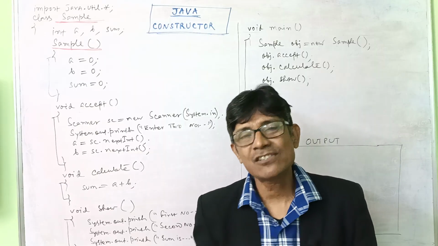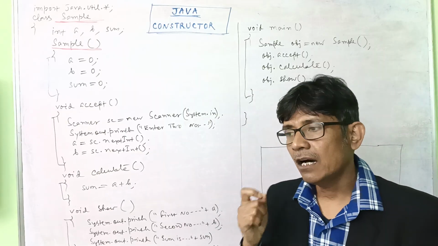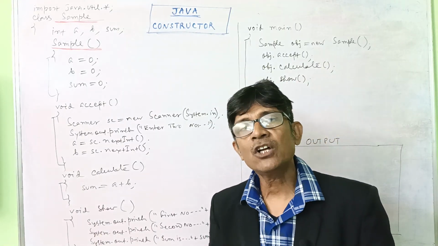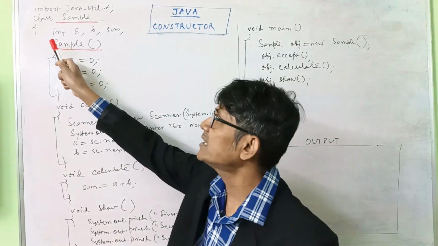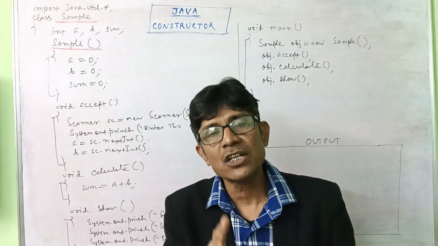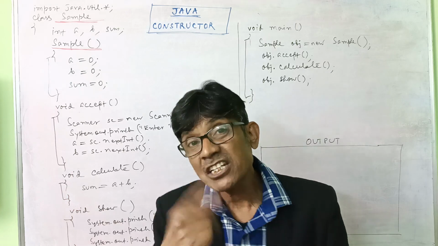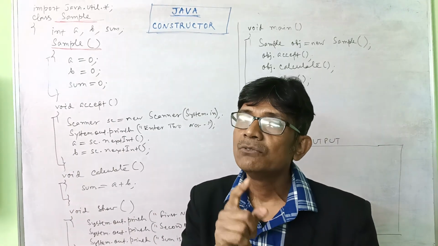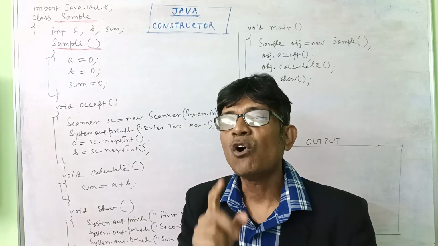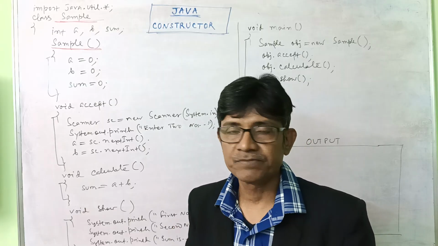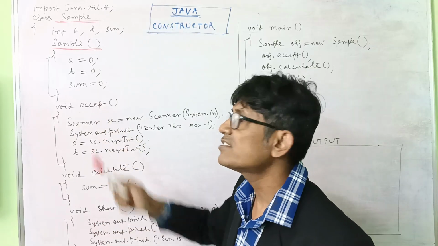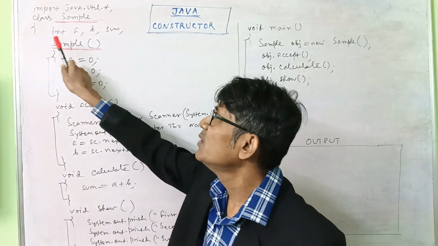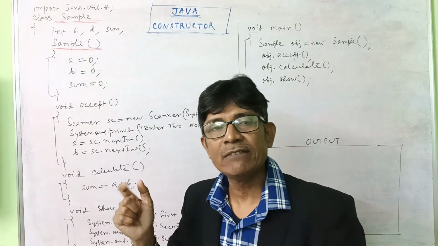Now the characteristics of a constructor: a constructor will never return a value. We will not write even void before the constructor name. This is a special type of function which is not returning any value, but we will not mention even void just before the function name. For other functions that are not returning any value, we write void. But in a constructor, we do not write even void. If you write void, that will be wrong.